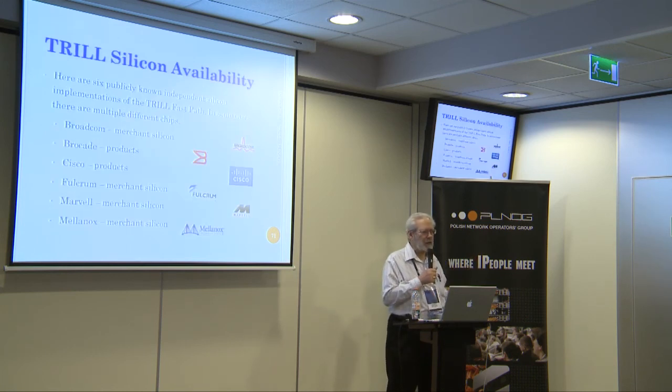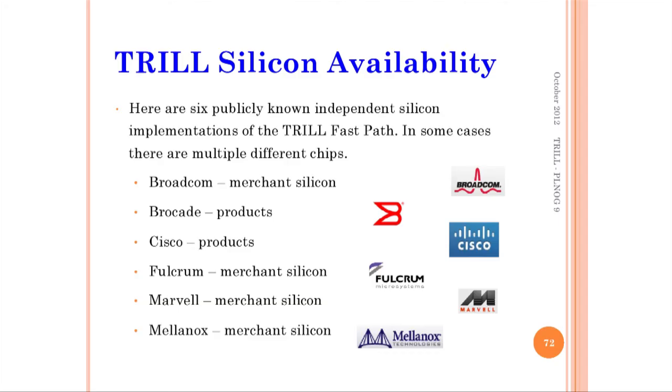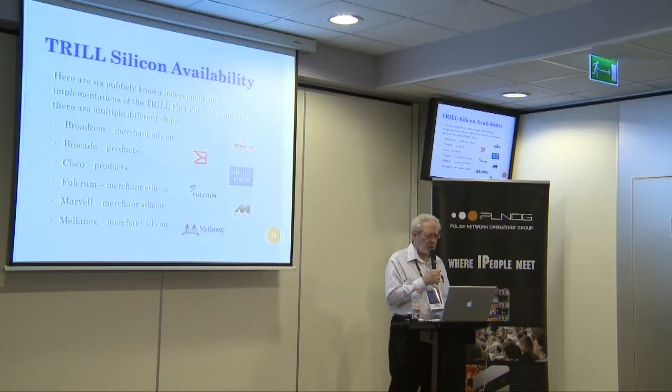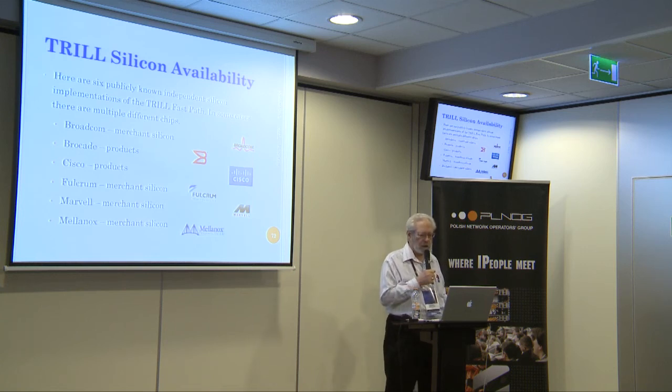Any box that's really using Trill for fast path obviously has to have hardware support. So who makes silicon that will support Trill? Of course, Brocade and Cisco have their own silicon, but all the big merchant silicon manufacturers, Broadcom, Fulcrum, Marvell, and Mellanox do. Fulcrum's silicon is very flexible, so it can do lots of things.